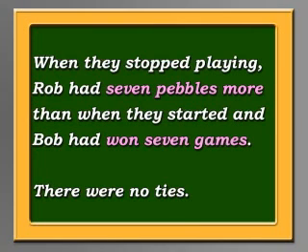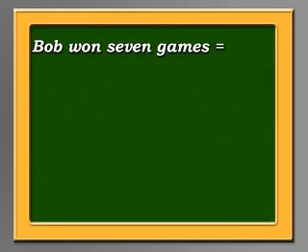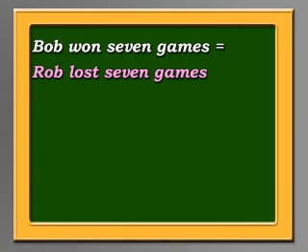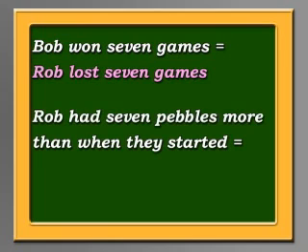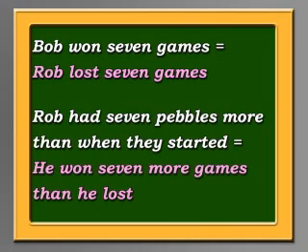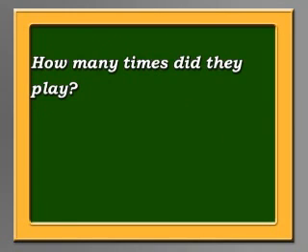Well, this looks pretty difficult, but it's not. If Bob won 7 games, Rob must have lost 7 games. Get it? Now, if Rob had 7 more pebbles than when he started, he must have won 7 more games than he lost. Get it? So how many times did they play? I'll tell you the answer. It's 21. Can you work it out?